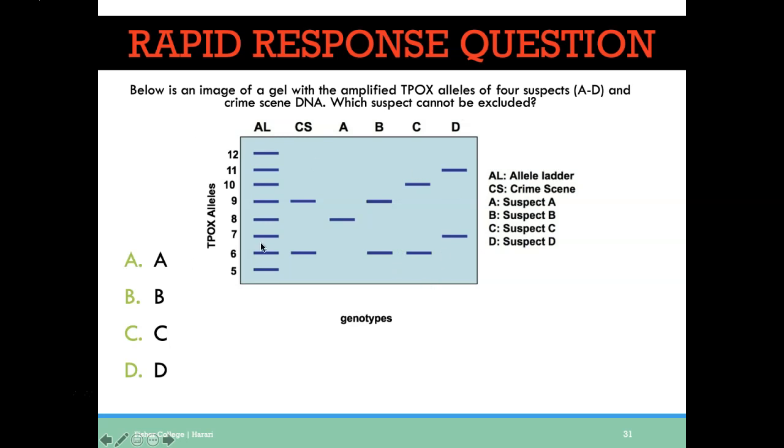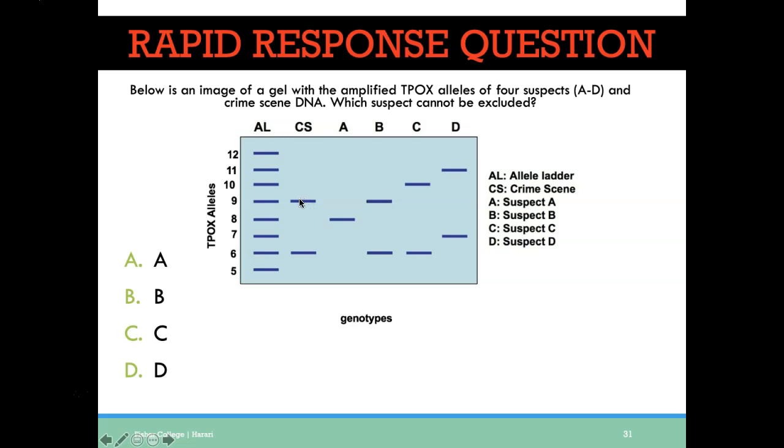So here, what I'm showing you is a gel with an amplified TPOX allele of 4 DNA suspects. And you're also looking at the DNA from the crime scene. Which of these suspects cannot be excluded? So you can see that B has the same number of TPOX repeats as the crime scene.